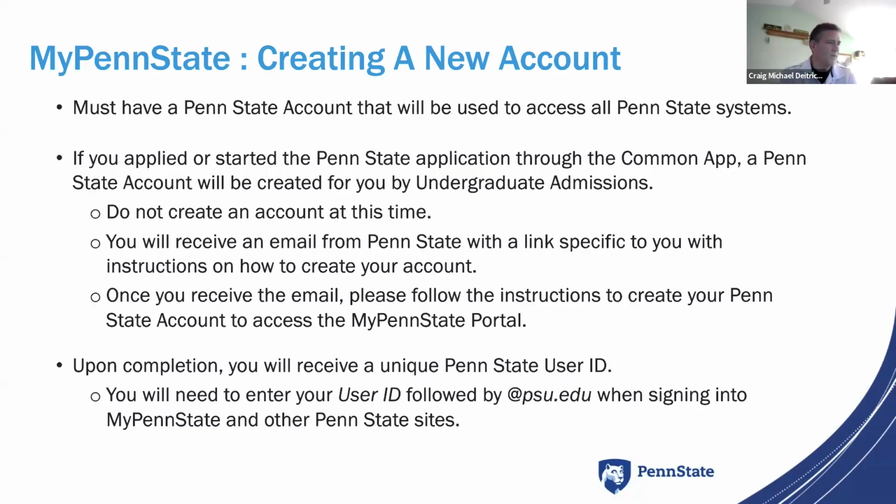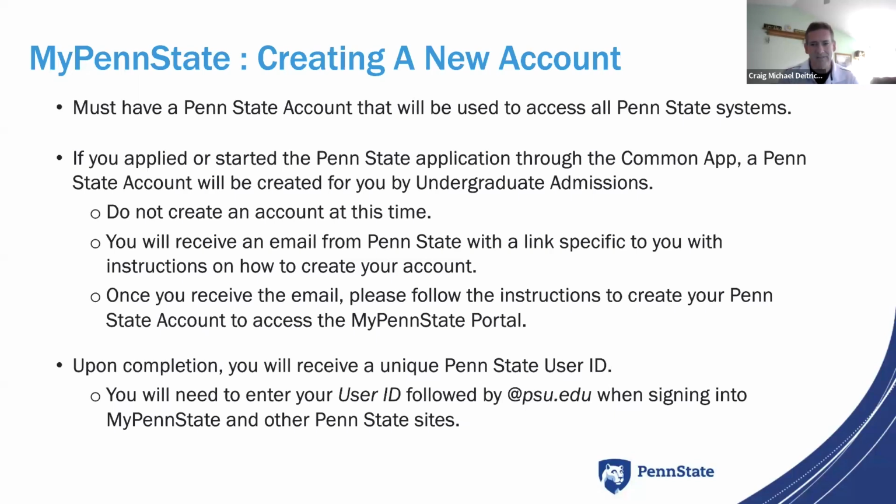Okay, once you are done, you're going to receive what's called a unique Penn State user ID. That's usually an alphanumeric three letters, usually the first initial of your first name, your middle name, and your last name, followed by either 2, 3, or 4 digits. That's going to be your user ID. It'll also become the first part of your Penn State email. So when you log into your My Penn State portal, you're going to use that alphanumeric ID with @psu.edu when you sign into My Penn State or any other Penn State sites.